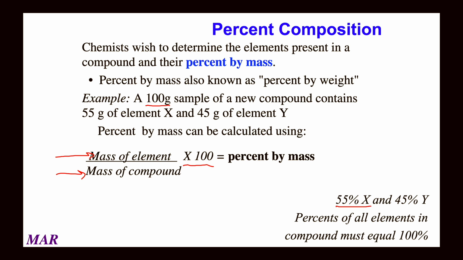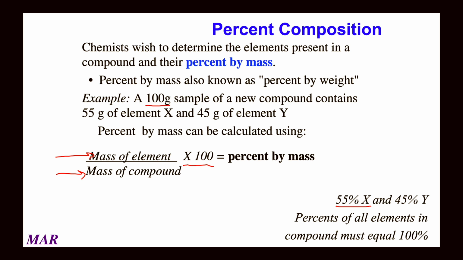And you could do the same thing for Y. You'd have on the top grams of what you're looking for, which is the Y, 45 grams. Grams of everything on the bottom, 100, times 100%, 45% Y. Now, all the percentages together should be equal to 100 or very, very close. And in this case, you can see it's 55 plus 45, which is 100%. That's good. That's a nice way to check yourself when it comes to these.